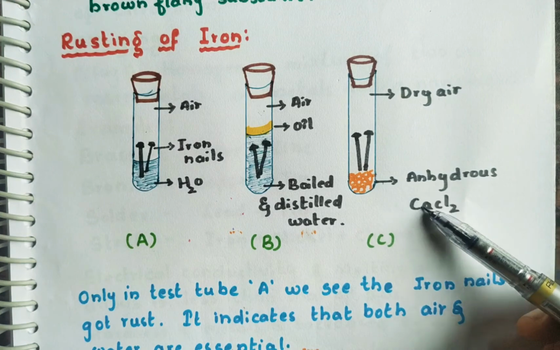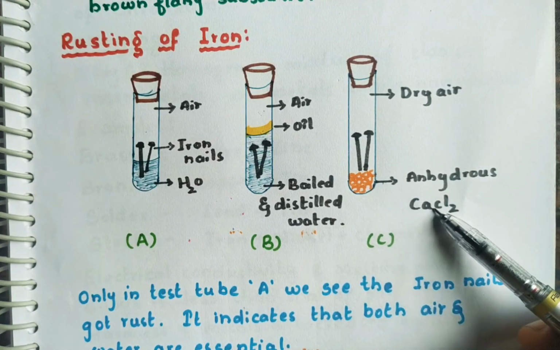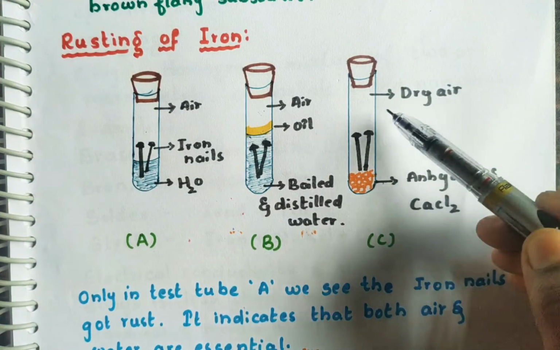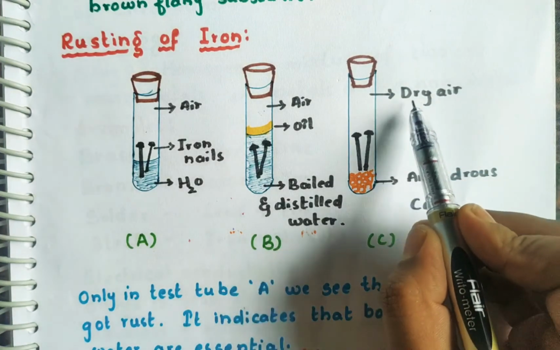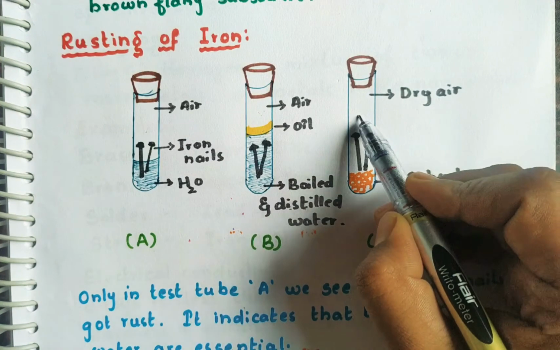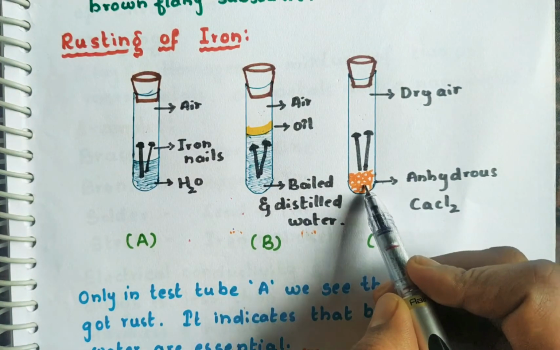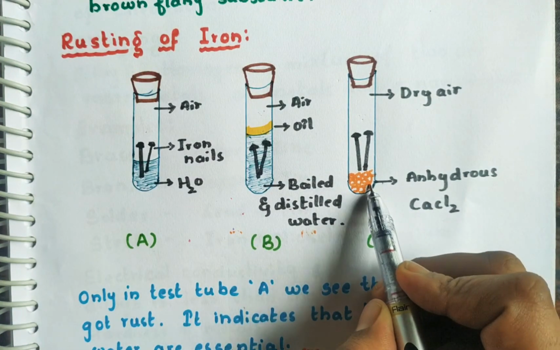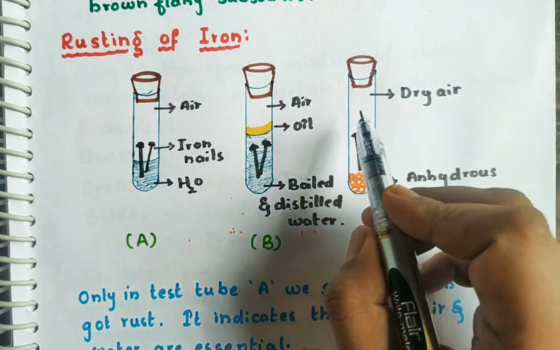In test tube C, we have added anhydrous calcium chloride. What it does is absorb all the moisture in the air and make the air dry. That's why I have written dry air. So there is no water in the air, and we have also not added any water here. Only dry air is present in this test tube.